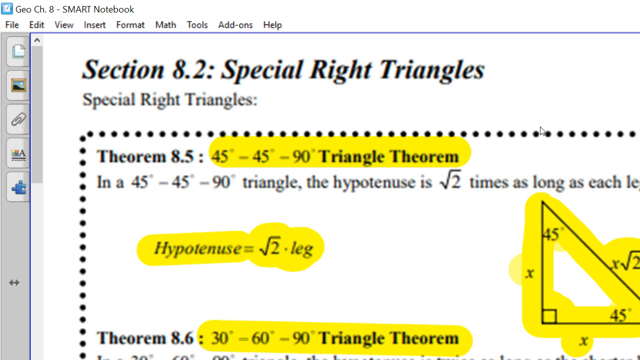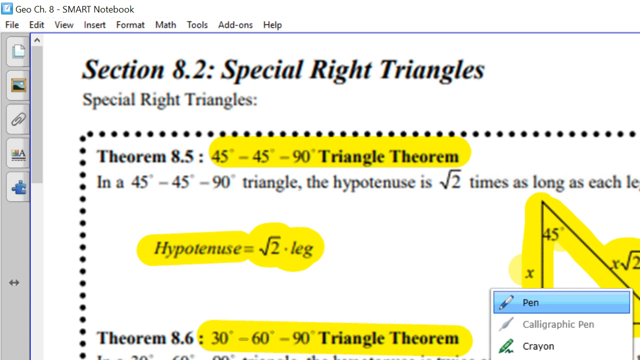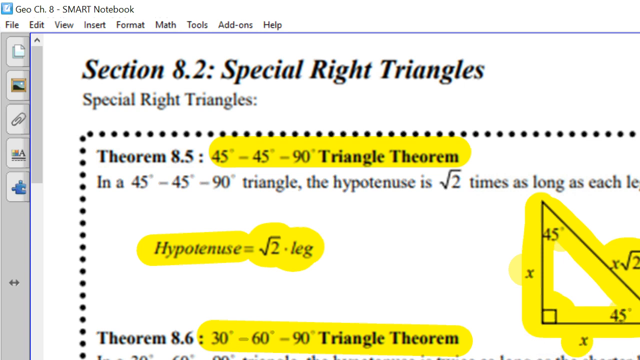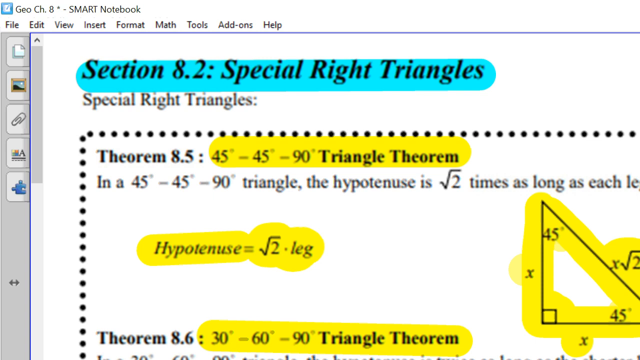To special right triangles. We did regular right triangles when we talked about 8-1 on Thursday. If you were asleep for that, I would recommend watching that video. So now we're going to talk about special right triangles. There are two forms of special right triangles that we rely heavily upon.